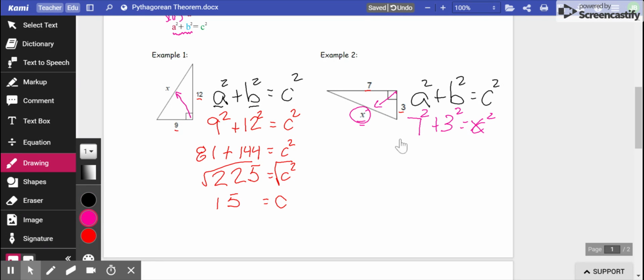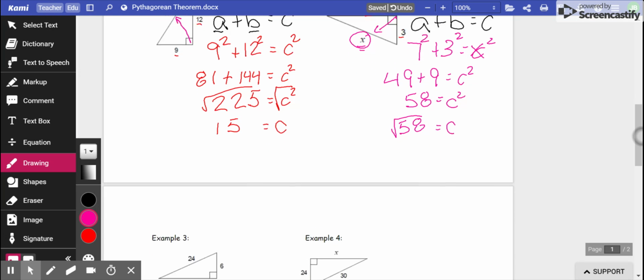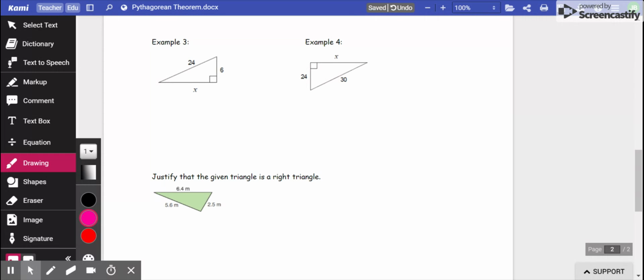Then as you work it out, 7 squared is 49, 3 squared is 9. What's 49 plus 9? 58. Then get rid of the square by taking the square root of 58. Now, what happens if they give you different parts of the triangle? Let's take a look. In example 3, the side opposite the right angle is the hypotenuse, so in this case they do give you the hypotenuse.